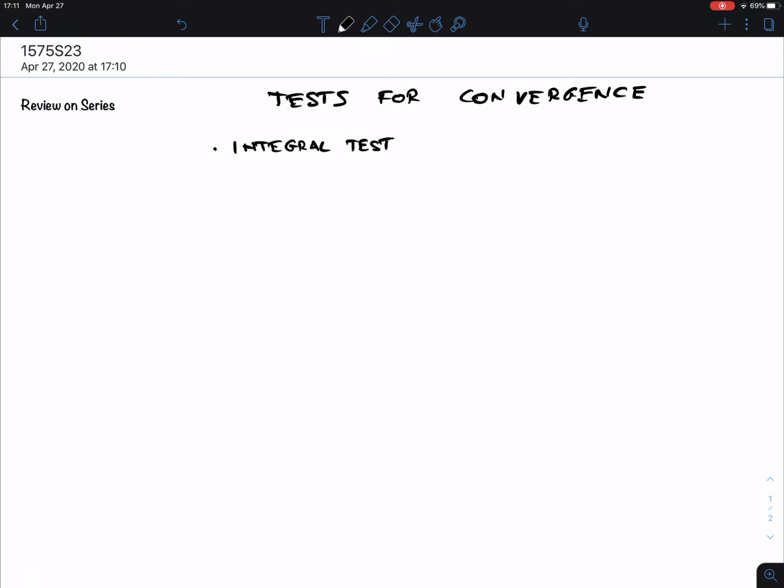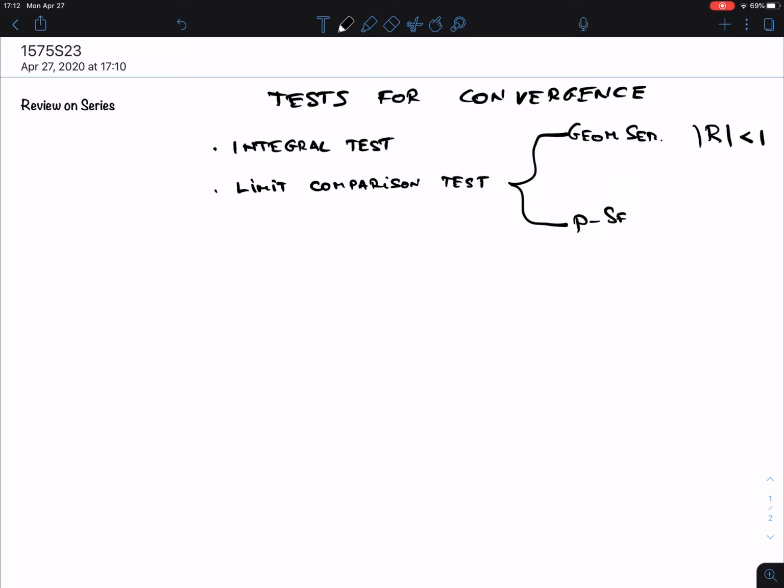As the word says, it involves taking integration, so it has to be something that you can integrate. The next one was the comparison test, but I only really covered the limit comparison test. In the limit comparison test, we have two series that we know how they behave. The geometric series, where the condition was the absolute value of r, the ratio, was less than 1, and the p-series, where the condition was that p had to be bigger than 1.